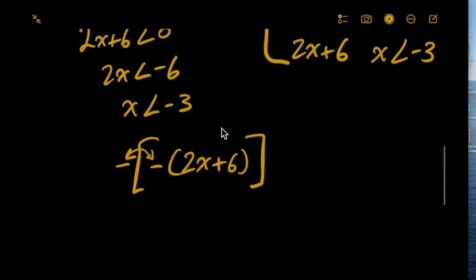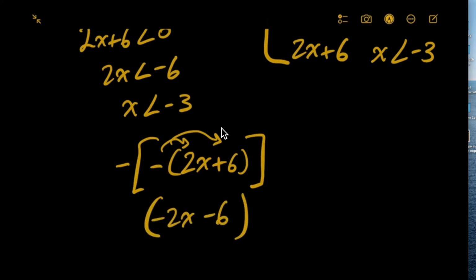If you're unclear as to whether those negatives indeed cancel out, you could first distribute this negative and you'd get negative 2x minus 6, and then you would redistribute the second negative and you would get 2x plus 6.